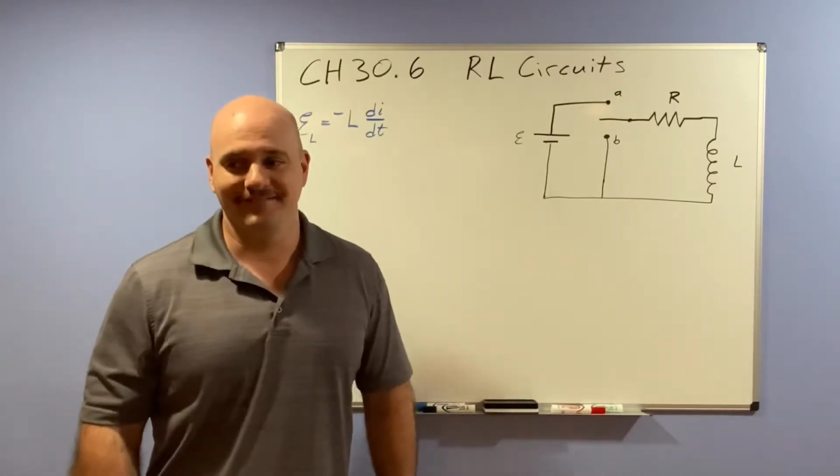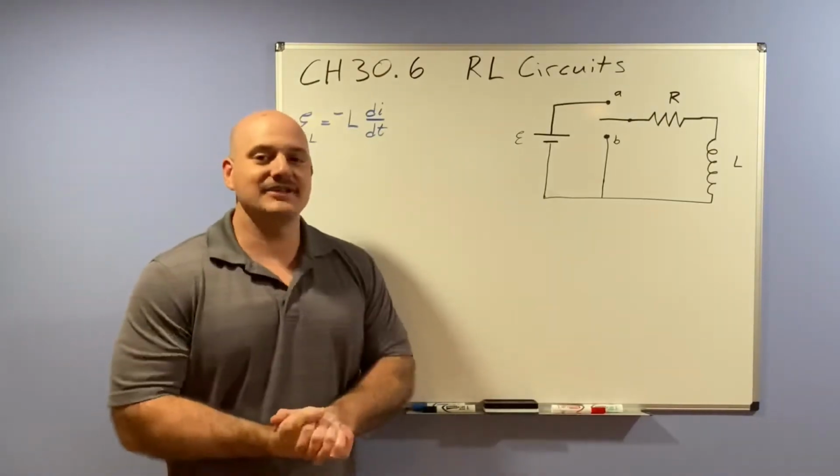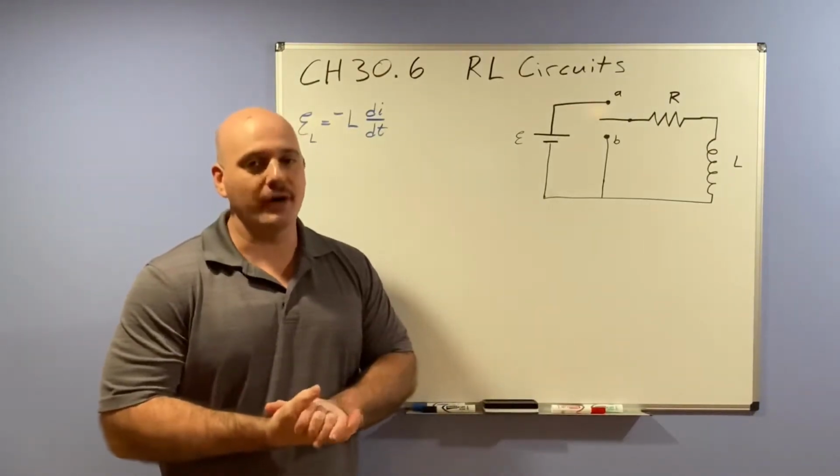It's tight. All right, so what are we doing today? We've got chapter 30.6. We're going to be talking about RL circuits.